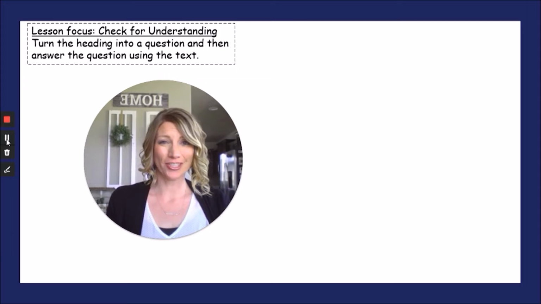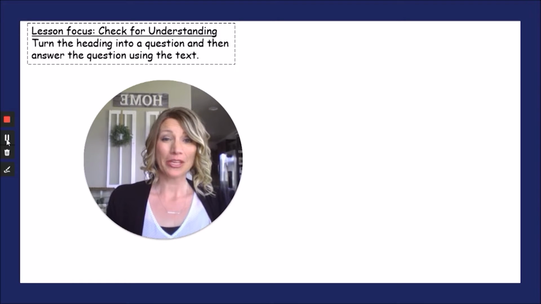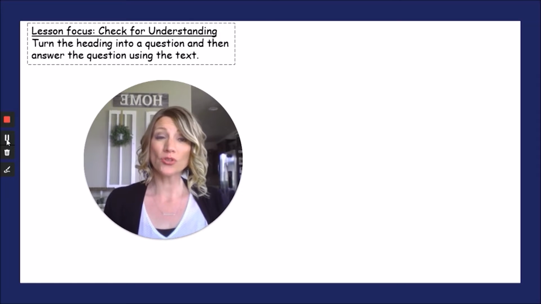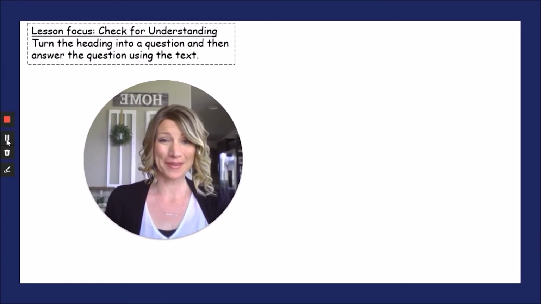Today's lesson focus is check for understanding. Turn the heading into a question and then answer the question using the text. You'll need a piece of paper and a writing utensil. Please fold your paper into thirds or draw 2 lines as I'm going to indicate on my screen.